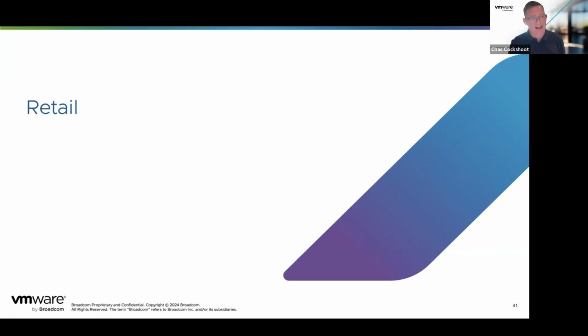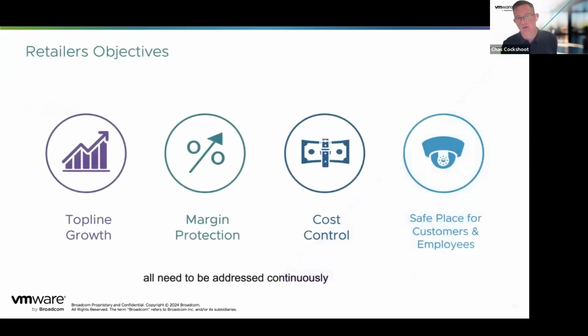So what do retailers actually care about? If you think about a retailer, it's all about selling the most amount of goods, so having the right levels of stock at the right price to the right people at the right time. So what they focus on is, number one, top line growth.